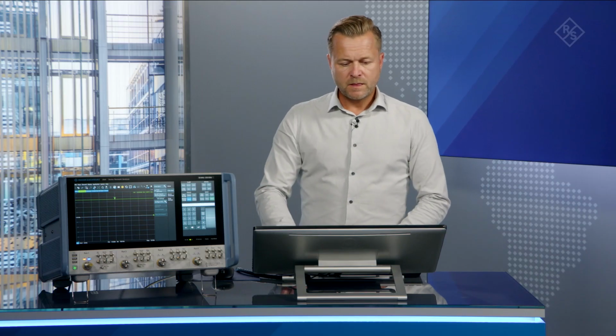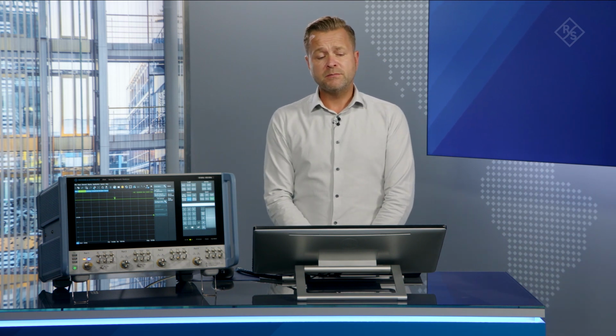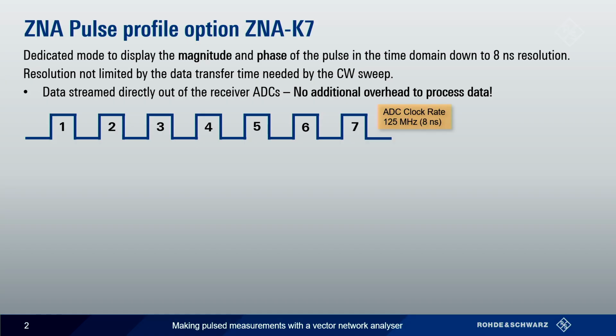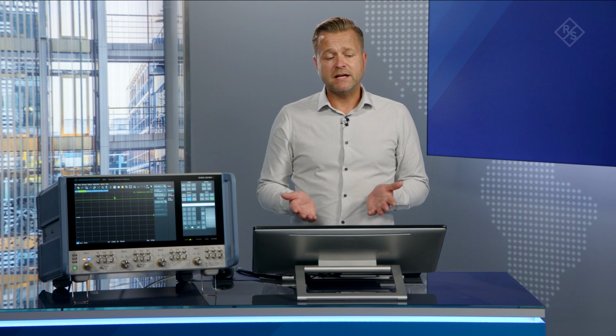So we saw in the last video that when we're looking at point-in-pulse, effectively there is a limitation where it takes some time to download the data between each pulse. So this pulse profile mode, the K7, effectively overcomes that. So what we're doing here is we're streaming the data out directly from the digitizers at their full rate, which at 125 megahertz gives us a resolution of 8 nanoseconds.